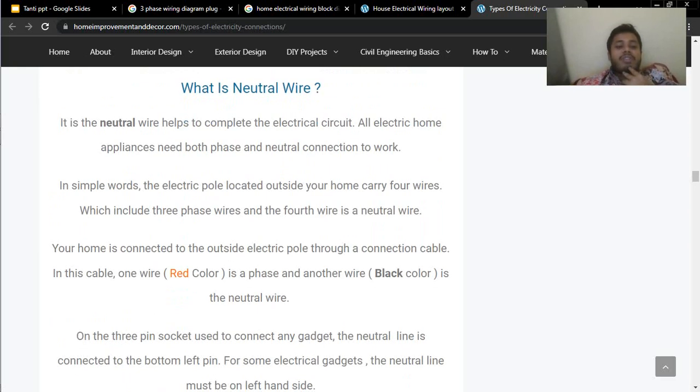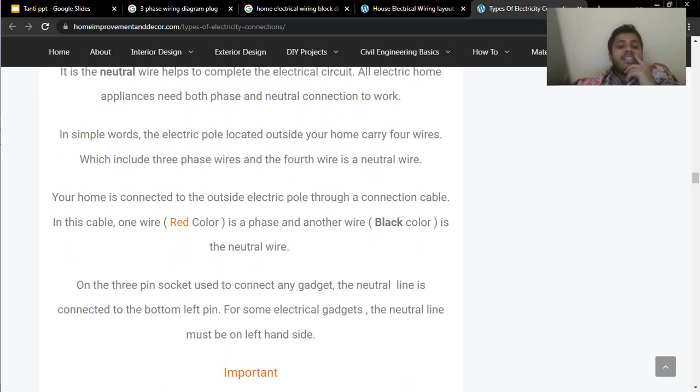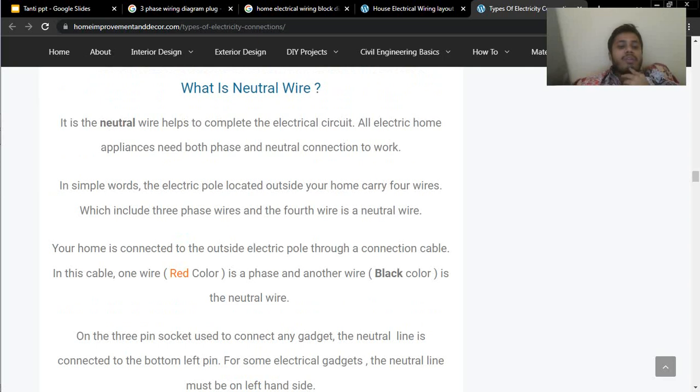In simple words, the electric pole located outside your home carries four wires, which are the three phase wires, and the fourth wire is the neutral wire. So your home is connected to the outside.